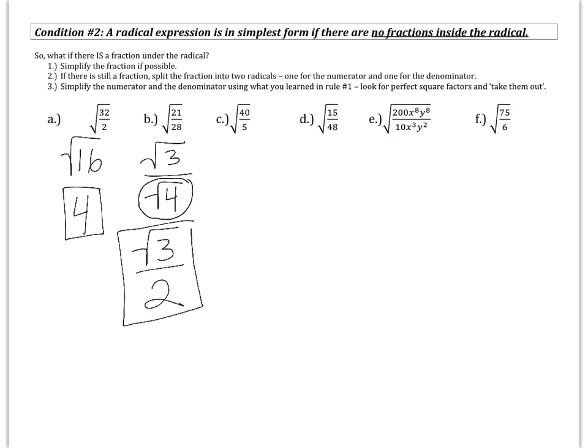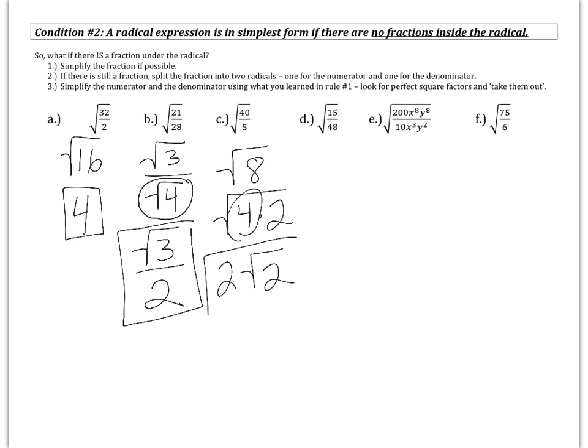Let's try one more. So this one, the square root of 40 over 5. Well, I would reduce that. 40 over 5 is 8. So then now you no longer have a fraction. It's the square root of 8. But I have to simplify that because 4 is a perfect square. It goes into 8. So you're going to make this the square root of 4 times 2. And then you pull out the square root of 4, which is 2. So then this answer is 2 square root of 2.